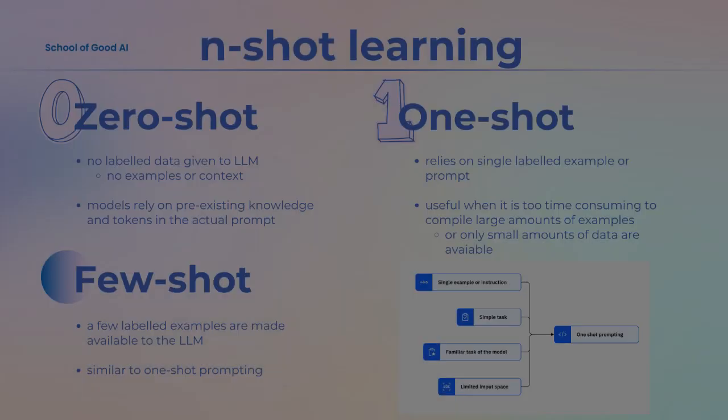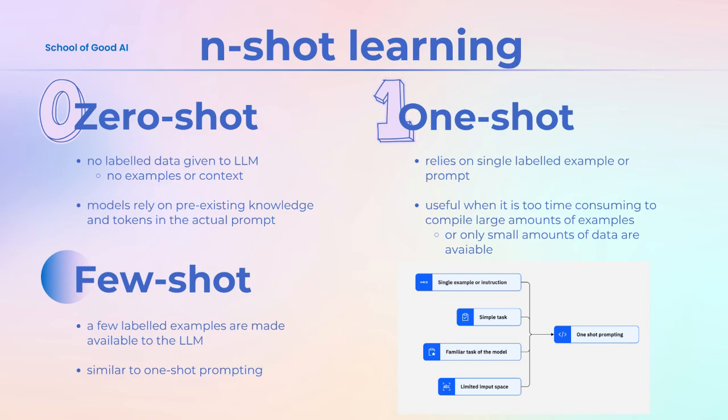Last but not least, we want to introduce you to N-shot learning, which helps overcome a lack of labeled data. Zero-shot prompting forces the model to rely entirely on pre-existing knowledge and the tokens in the prompt, as no examples are given in the raw input. On the other hand, few-shot prompting uses a few labeled examples to guide the LLM's responses. This approach is similar to one-shot testing, where a single example or prompt is provided instead of a few.